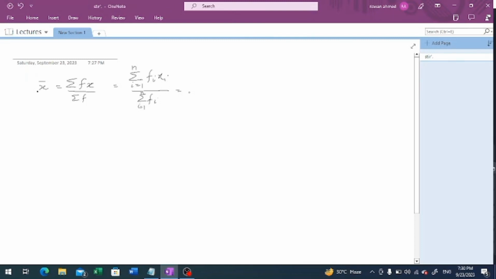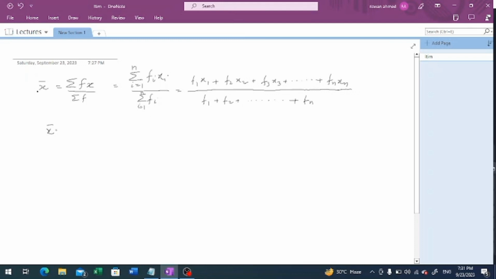So if we apply the sum on the denominator and the numerator, this is f1 times x1 plus f2 times x2 plus f3 times x3 up to n terms, as n terms are involved, divided by similarly f1 plus f2 plus ... plus fn, and this is making the total number of observations involved in the data.